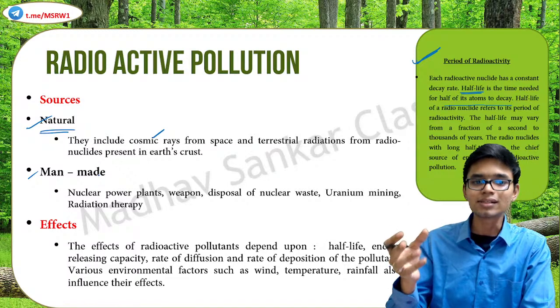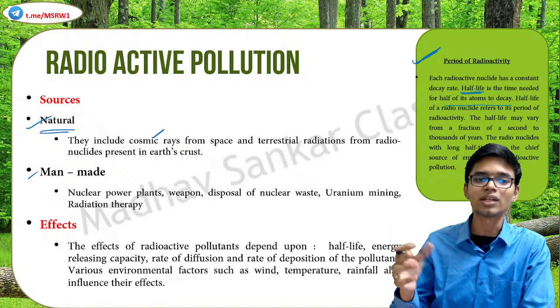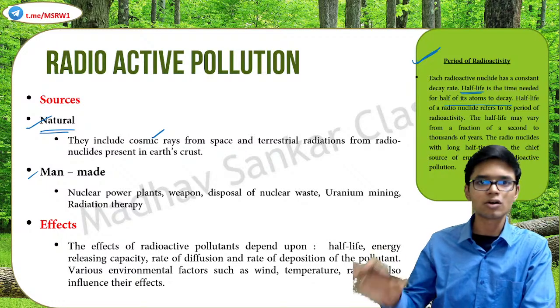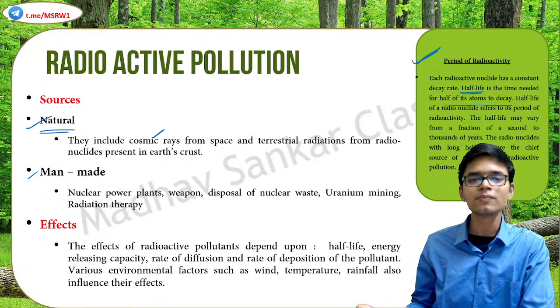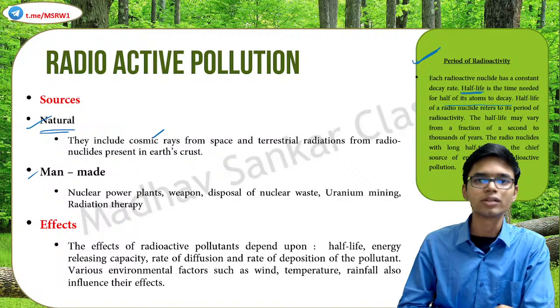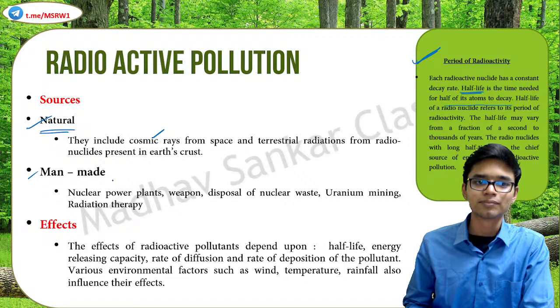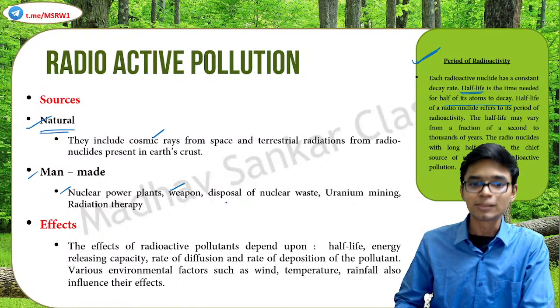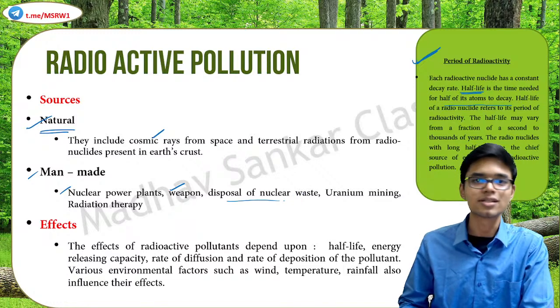Also, in some cases, there are terrestrial radiations from the radioactive nuclides present in the Earth's crust. Earth has a lot of elements. Some of them are radioactive, and they also emit some sort of radiations and cause these issues. So these are natural. Then we have man-made sources. Which are they? Nuclear power plants, nuclear weapons. You remember 1945, right? Hiroshima and Nagasaki. So nuclear weapons, disposal of nuclear waste. This is a huge concern.